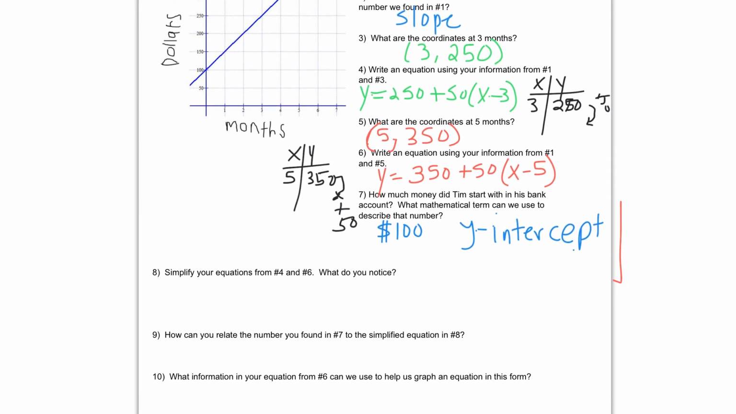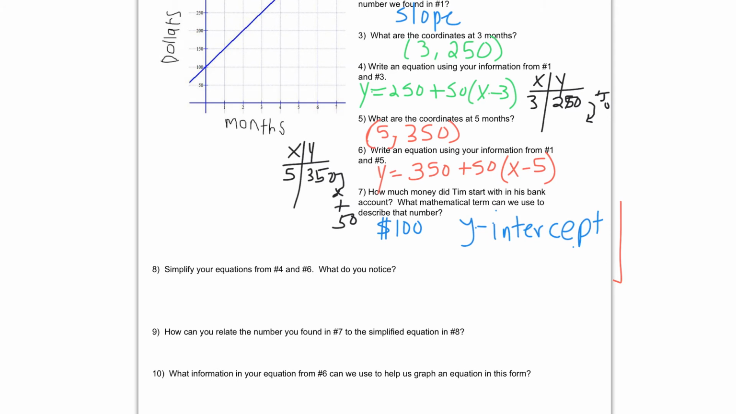Okay, then if we take a look at number 8, it is asking us to simplify your equations from number 4 and number 6. What do you notice? So let's take number 4 and simplify it. So number 4, we had y equals 250 plus 50 times x minus 3.